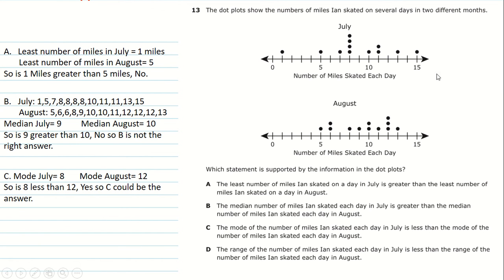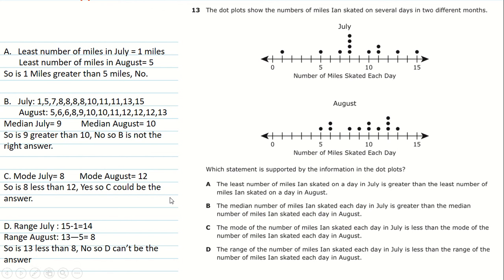So what is the most often number in July? Well, it would be this one, which would be, let's see, 5, 6, 7, 8. So the mode for July is 8. The mode for August is 12 because it has 3 dots here. So go back to the statement after you find the mode for both. It says that July's mode is less than the mode of August. So is 8 less than 12? Yes. So C could be the right answer. But always check your last one just in case you made an error.